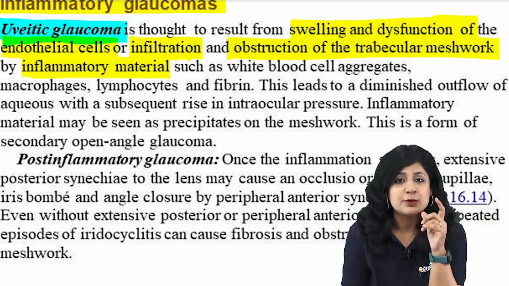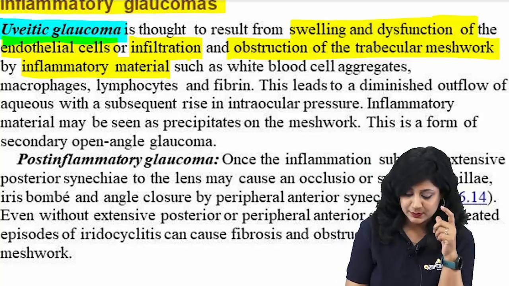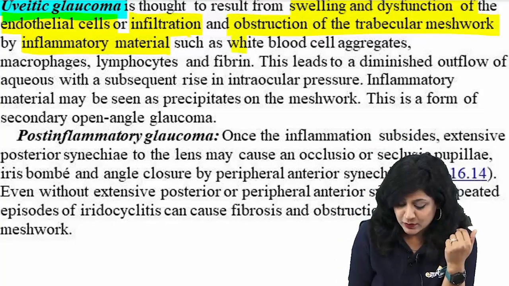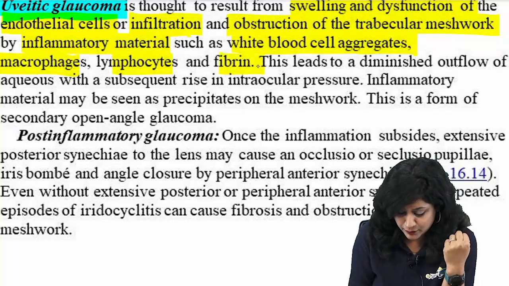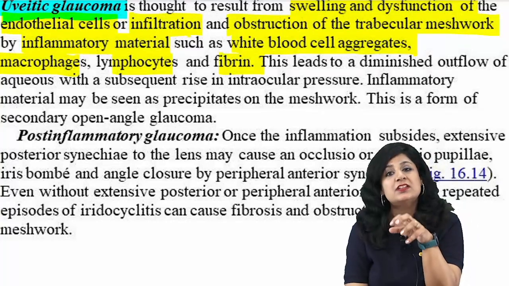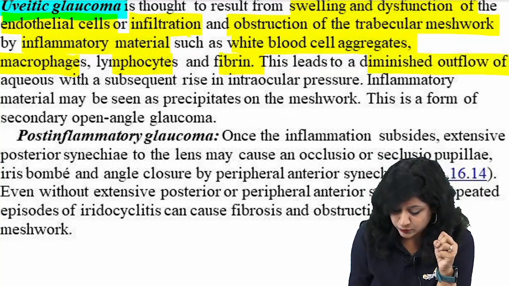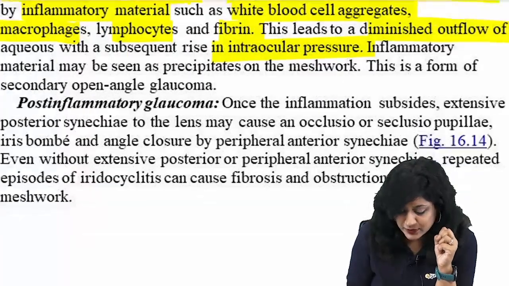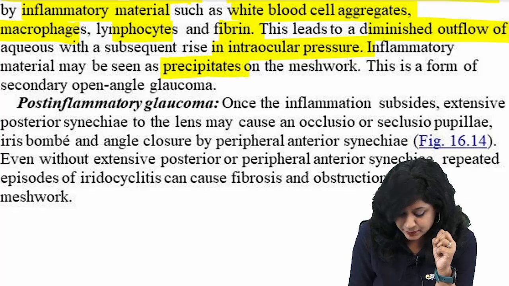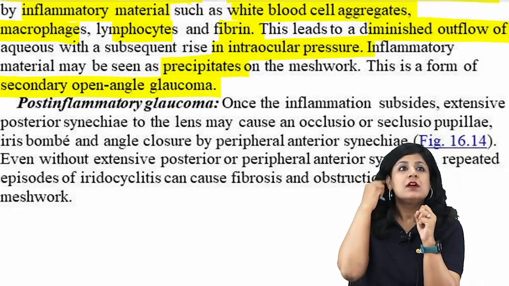So, when I am having the obstruction of the trabecular meshwork by the inflammatory cells, it is called inflammatory glaucoma. It could be white cell aggregates, it could be macrophages, it could be lymphocytes, or it could be fibrin, and all this will lead to the decrease in the aqueous outflow. It will lead to the diminished outflow, and subsequently there will be an increase in the intraocular pressure. Now, inflammatory material will be seen as precipitates, and this will be called a secondary open angle glaucoma.